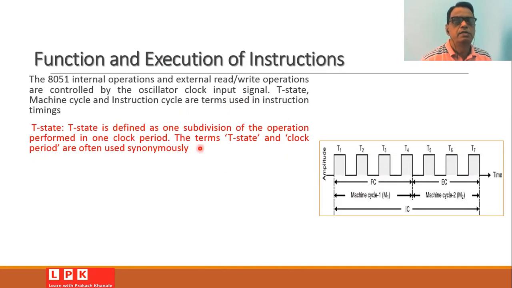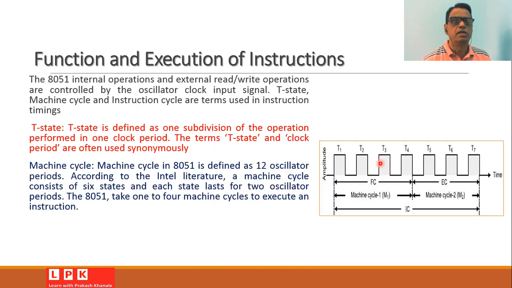The T state is nothing but the clock period, the time required for one clock pulse of the oscillator. Sometimes we say T state, sometimes clock period, so both terms can be used. For example, if this is a sequence of clock pulses generated for the microcontroller, the first clock period can be called a T state. So this is the T1 state, this is T2, this is T3. In this way, we can have a number of T states.